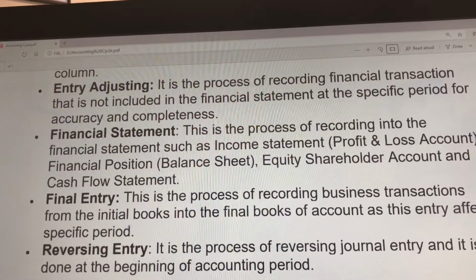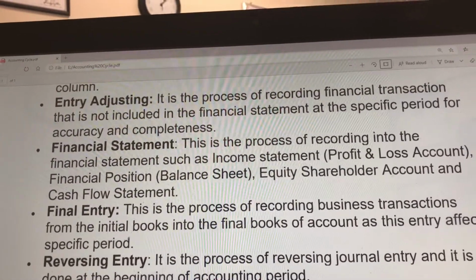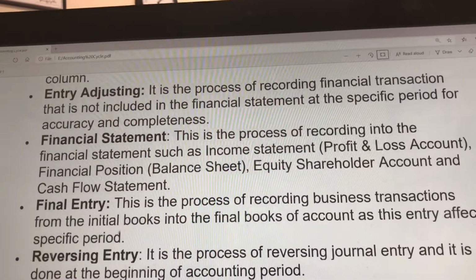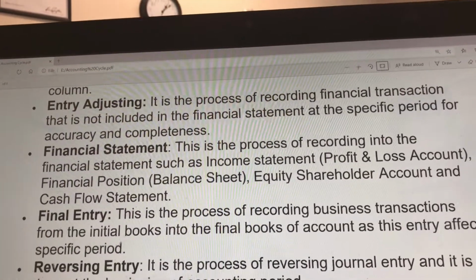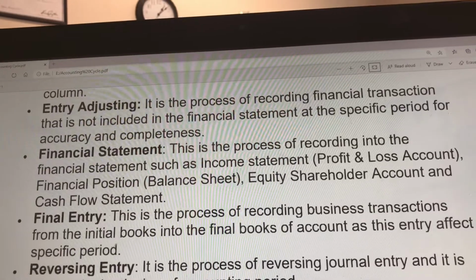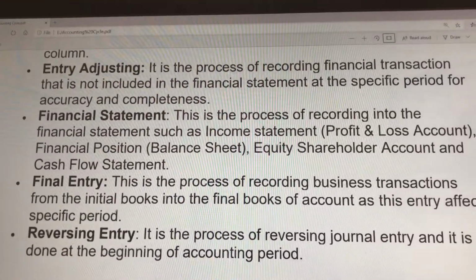And the last one is reversing, in case we have to change anything. That is the reversing entry, where we reverse the journal so that all the debit entries are equivalent to the credit entries.